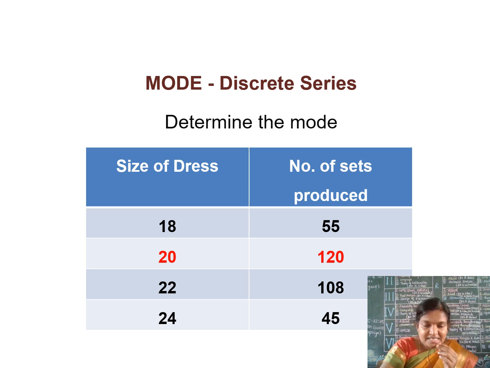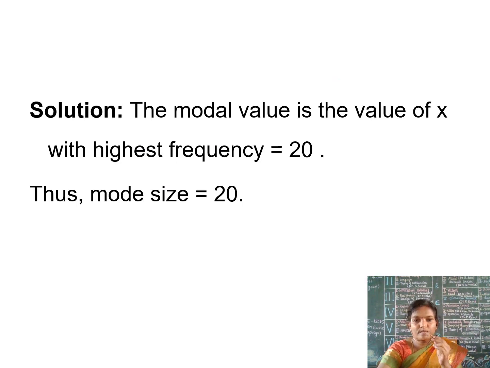Mode calculation for discrete series. For a discrete series, you just identify from the frequency values which value has the highest frequency. The corresponding x value will be the mode. So here in our question, the size of dress and number of sets produced. Sizes of dress are 18, 20, 22, 24. The number of sets produced are 55, 120, 108 and 45. From the frequency values, 120 is the highest value. The corresponding x value will be 20. So 20 is the mode.